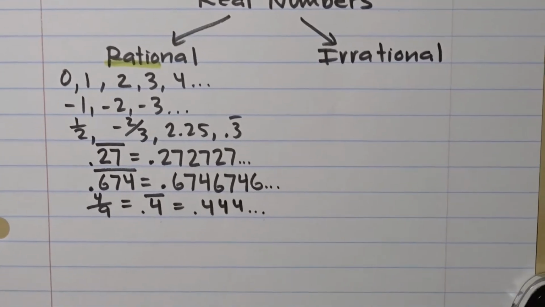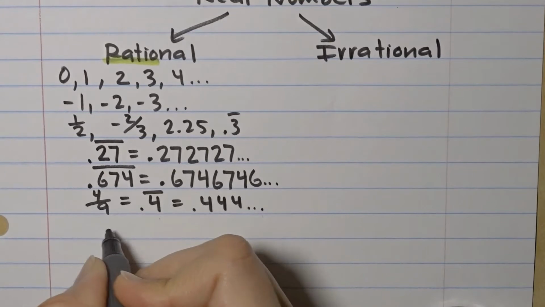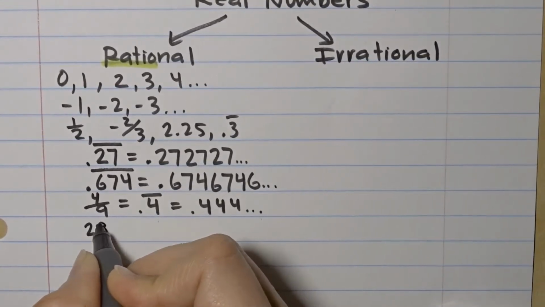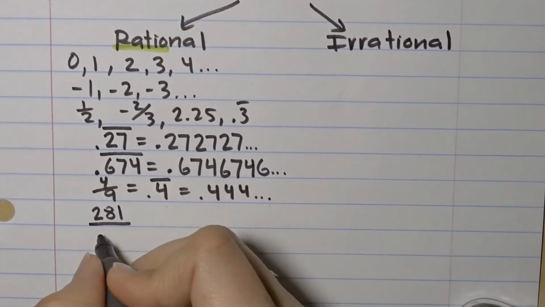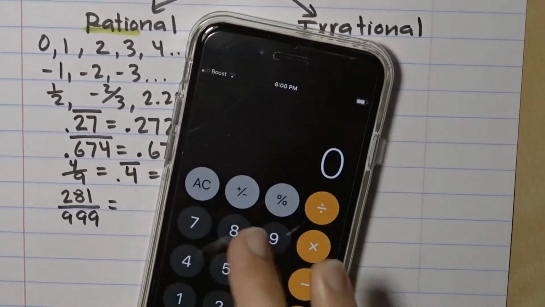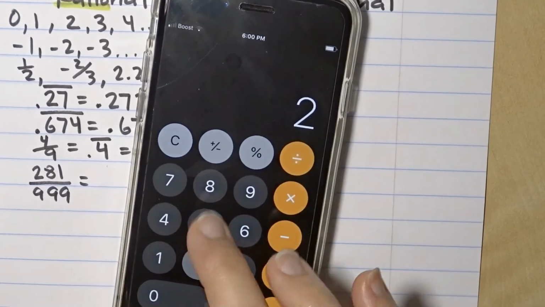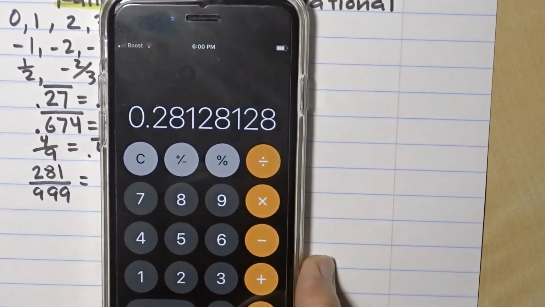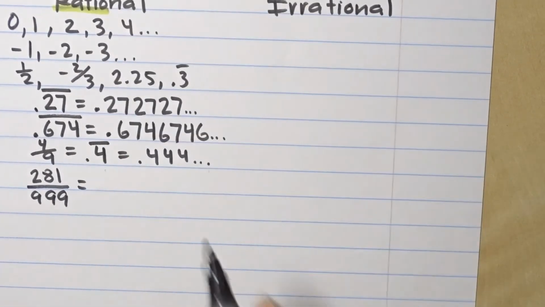Another trick is, say I have 281 over 999. Anytime you have a number divided by multiples of 9, you get repeating numbers. 281, 281, 281.